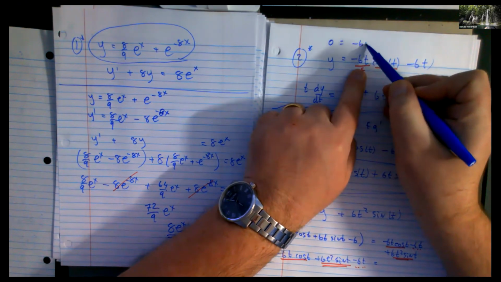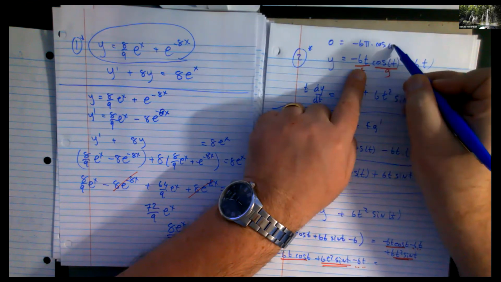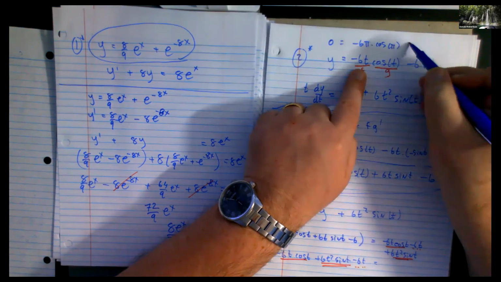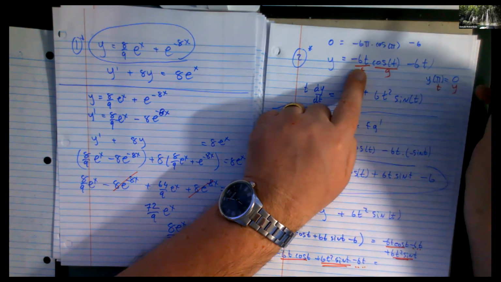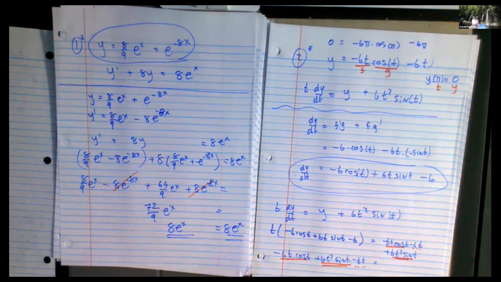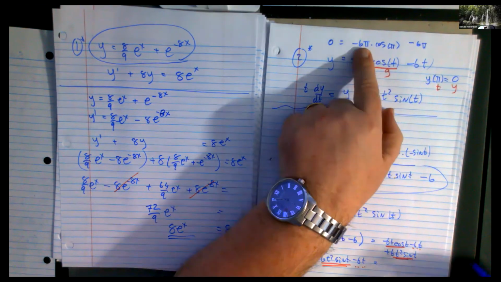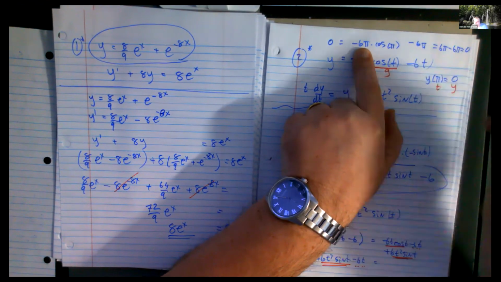Negative 6 pi cosine of pi, take away 6 lots of pi. Anybody know what the cosine of pi is? Because it is a number, it's not 0. -1. So -1 times that is plus 6. Yep, it matches. So everything's cool.